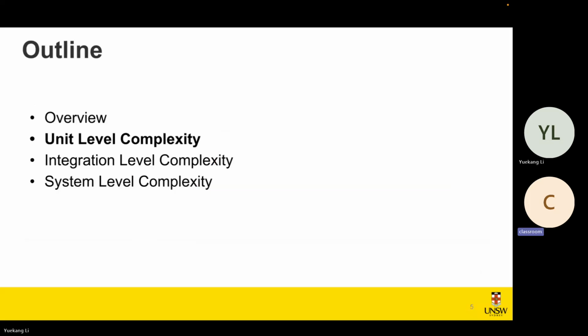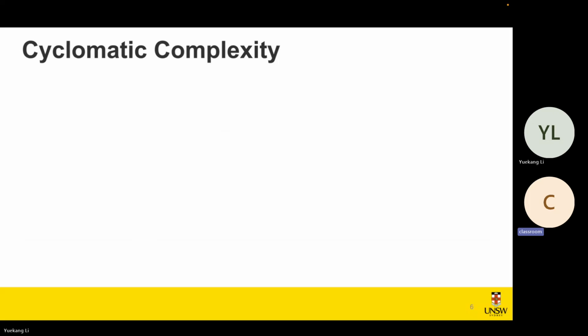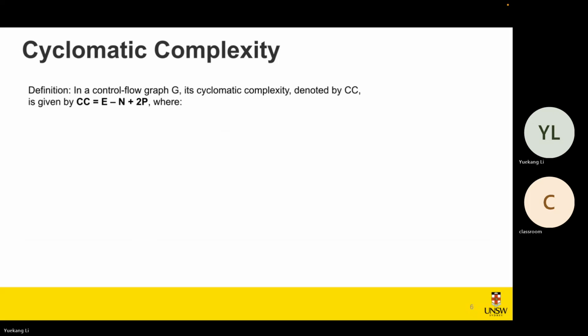Now let's continue to some metrics for calculating software complexity. And we will learn it according to different levels of the system, similar to how we learn different levels of testing. So first, we will learn unit level of complexity. And we will learn two metrics here. The first one is called cyclomatic complexity.